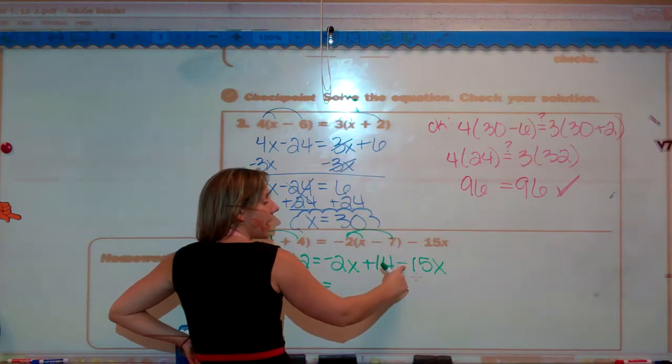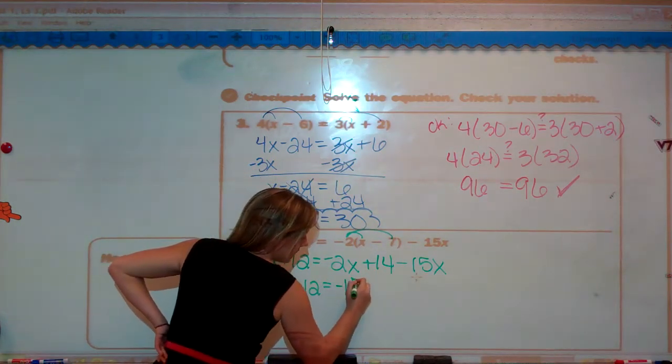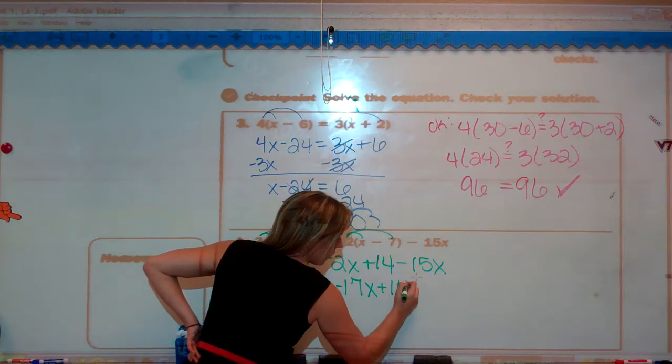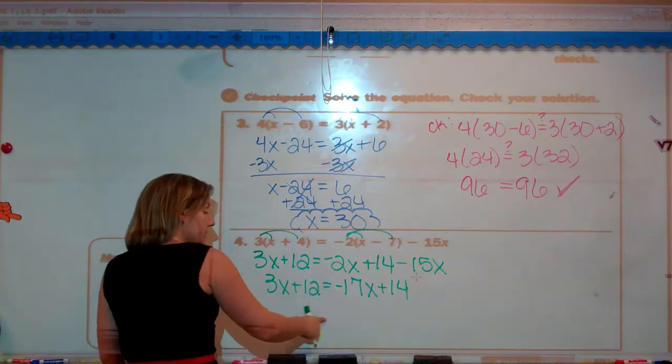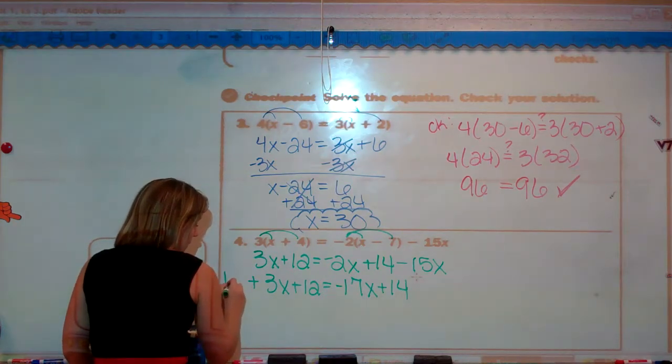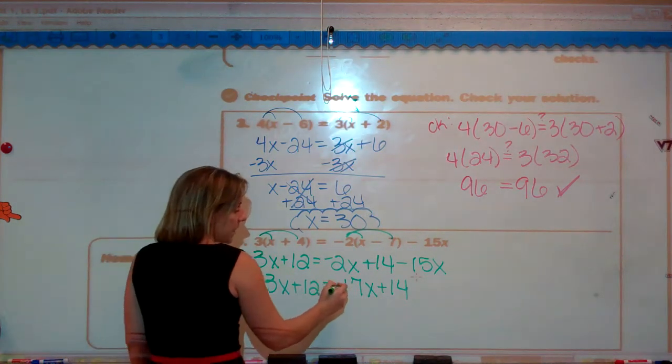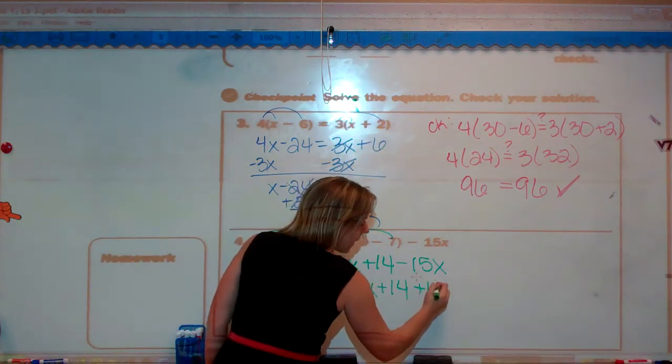Negative 2 minus 15 is negative 17. You have to be careful when you combine or simplify those like terms, okay? Now let's move the negative 17 over here. We're going to add it because the opposite of a negative is a positive.